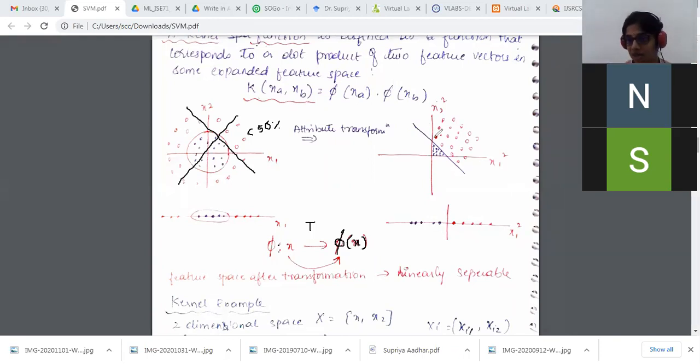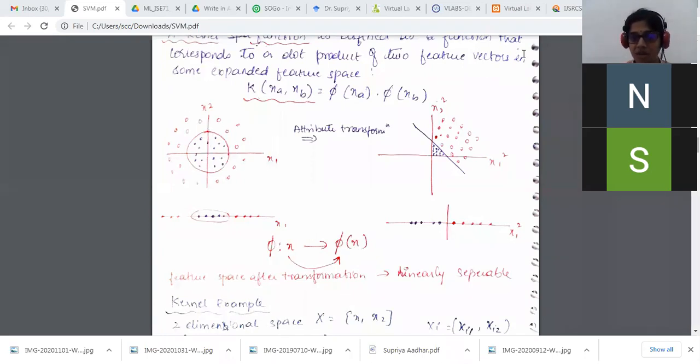So the diagram, whatever I've written over here, is like this. Now I can easily draw a line in between that and make it separable. So the feature space after transformation is almost linearly separable. Let's go ahead with our definition. I'll just clear this and go with the definition.